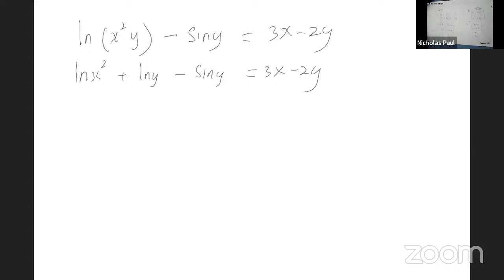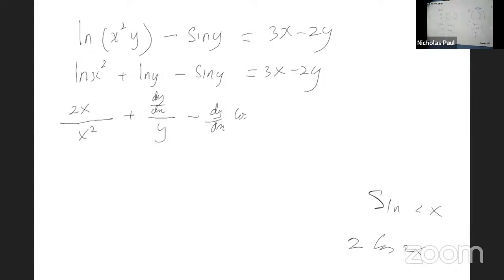All right, let's see how it looks. The differential of ln x squared, you have 2x on top. The differential of ln y will be dy/dx on top. What's the differential of sin y? So try to remember how to differentiate sin 2x. It will be 2 cos 2x. So the differential of sin y will be the same thing. Differentiate the y, you'll get dy/dx. Differentiate sin, you'll get cos, and then write back y.